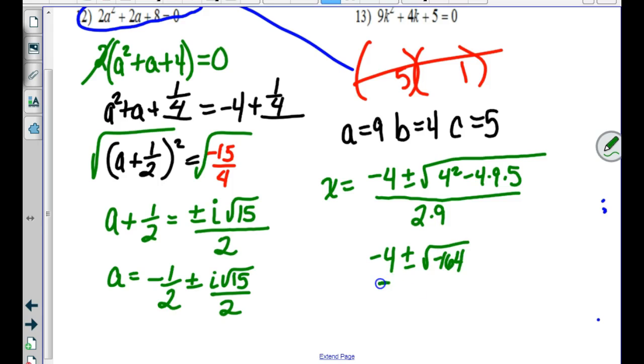That's probably wrong. I got negative 164 in my head. Is it negative 164 or no? Yes? Okay. Right. We have a square root of negative 1, a square root of 4, and a square root of 41. Right? 4 goes in there 41 times.